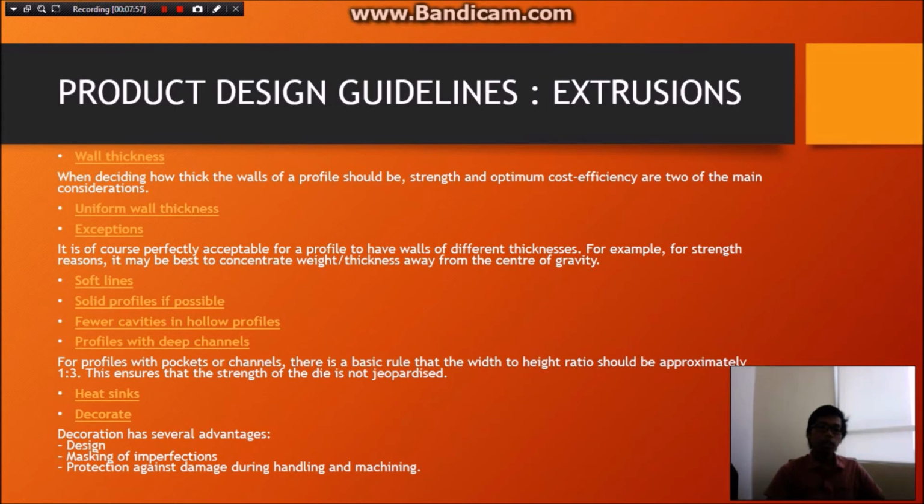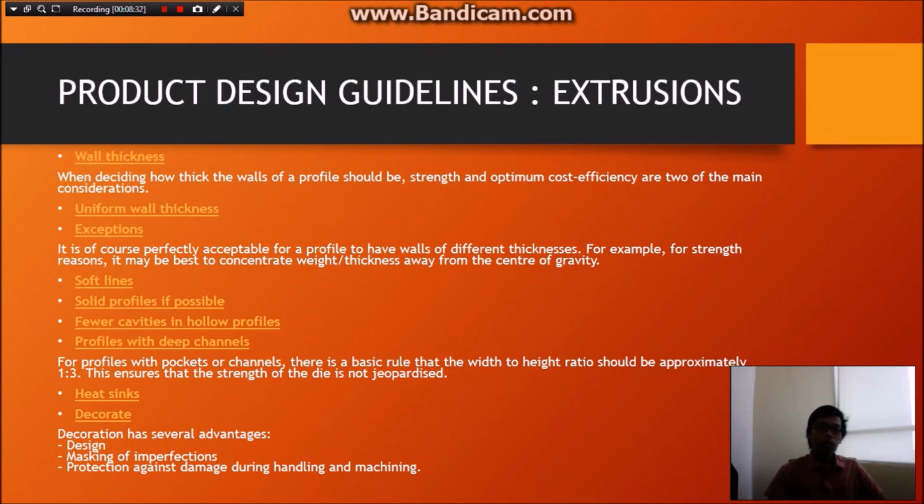Then we have solid profile if possible, fewer cavities in the hollow, and then profile with deep channel. For a profile with a deep pocket or channel, as a basic rule the width to height ratio should be approximately 1:3. This ensures that the strength of the die is not jeopardized. Then the next guideline is heat sink. Lastly, the decoration.